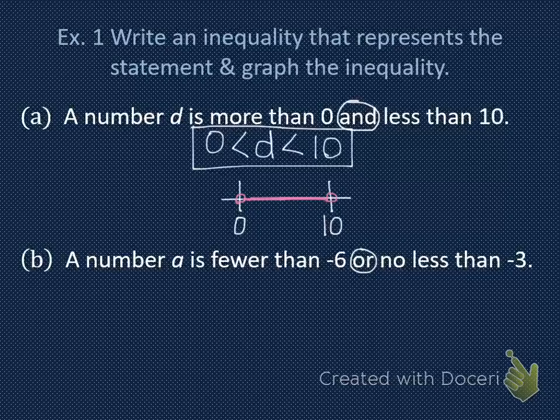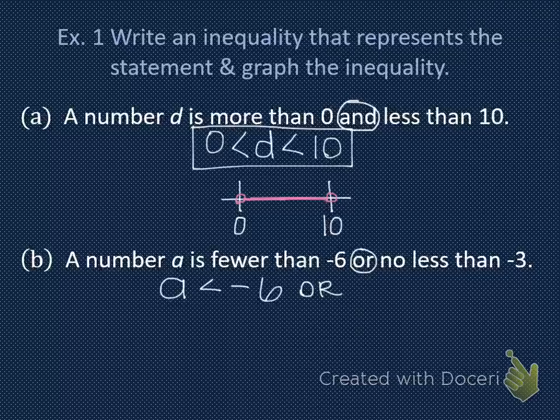All right, so a number A is fewer than -6. What's that going to look like? A is less than -6. Okay, and it's just less than because it says fewer than. All right, A is less than -6. Now, the key here is the word or has to be in our answer. So we're going to put that word or down. And then it says or no less than -3.